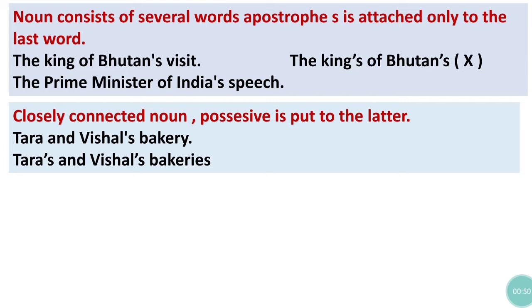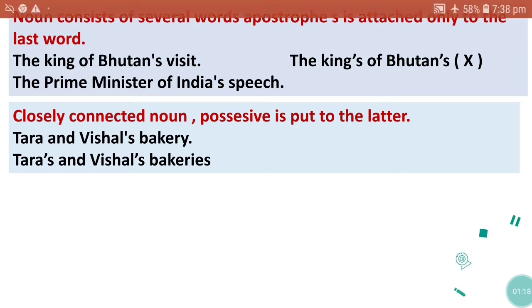Now look at this sentence, Tara's and Vishal's bakeries. Here the noun bakery is in plural form. It shows separate possession of Tara and Vishal on the bakeries. So we put apostrophe s to each noun to show separate possession. So when nouns show separate possession, possessive is put to each noun.